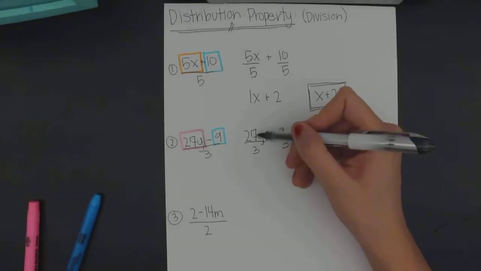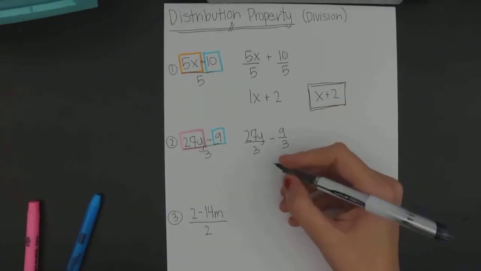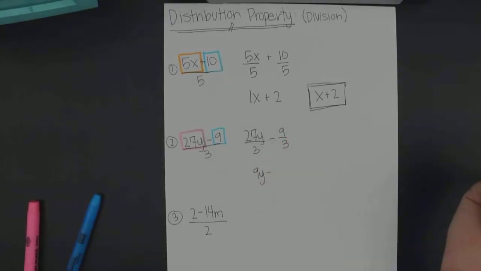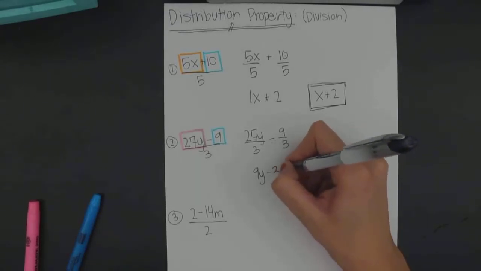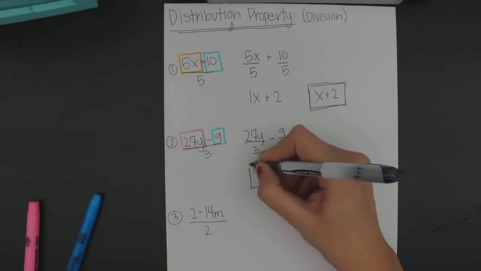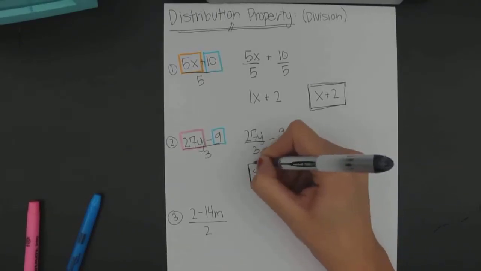If I were to rewrite this, 27 divided by 3 is 9y. 9 divided by 3 is 3. So my final answer on this one would be 9y subtract 3.